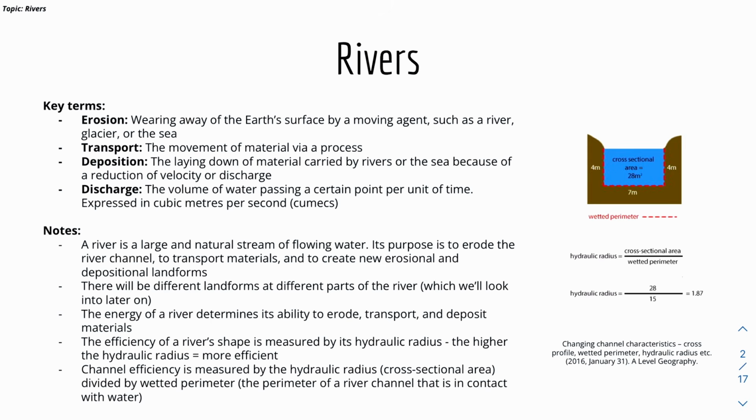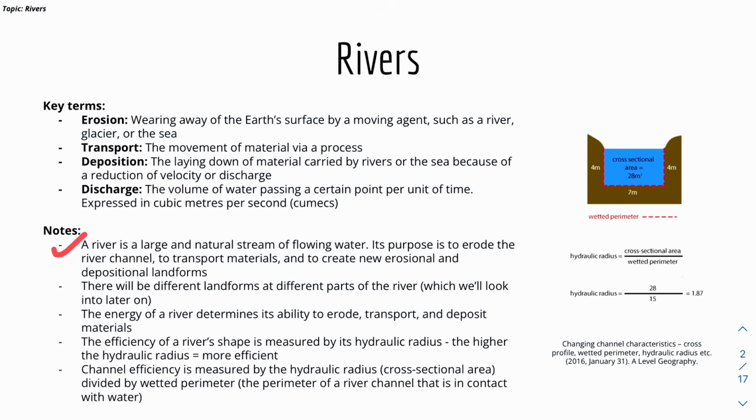So basically, when the material loses energy due to, let's say, the river water slows down, it will lose energy and it will get deposited at the side of the river or in the riverbed. And then we have discharge, which is the volume of water passing a certain point per second, or per unit of time. And because it's the volume per unit of time, this means the unit will be in cubic meters per second.